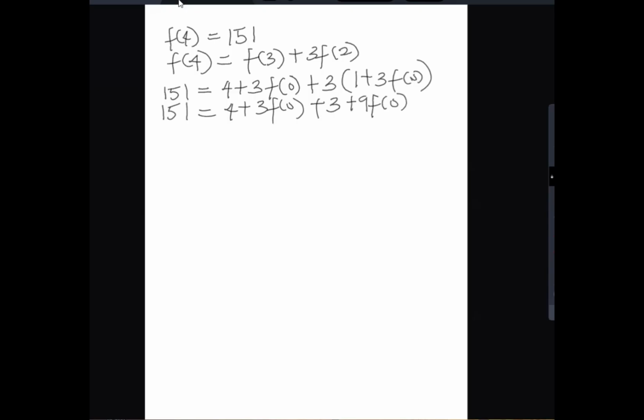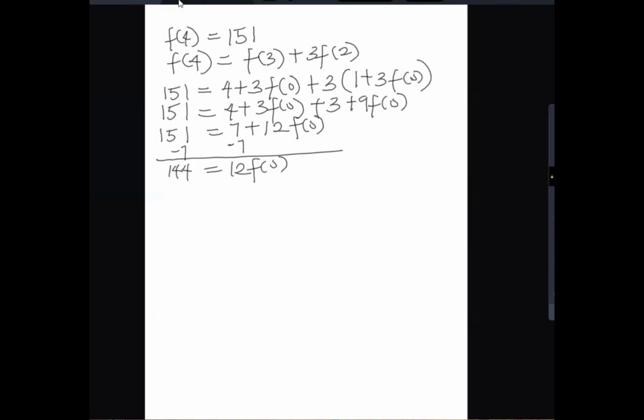Now, when we simplify this, we have 151 equal to, this becomes 12, right? Sorry, 7 rather. 4 plus 3 actually is a 7. 4 plus 3 here is a 7, plus 3 plus 9 is a 12, 12 f of 0. Now let's solve for f of 0, or f naught. We'll simply subtract 7 from both sides. So if I subtract 7 from both sides, I have 144, which is equal to 12 f of 0.